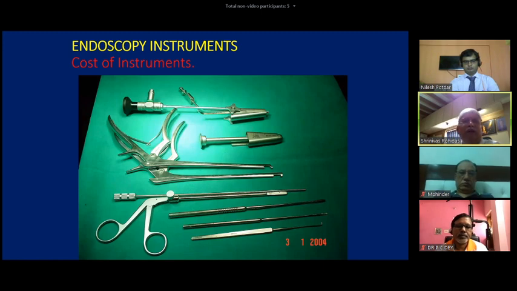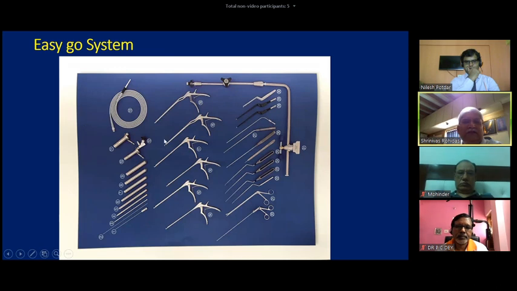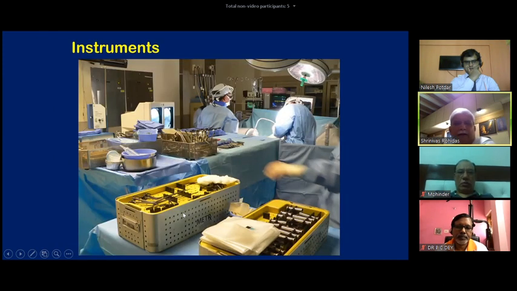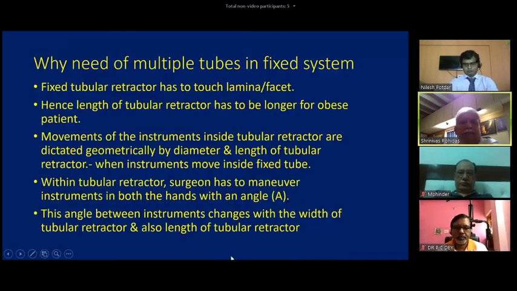Now we'll go about the endoscopic instruments of the Destandau technique. This is the outer tube, this is the inner tube, very few instruments. This is the EasyGo instrument, multiple tubes and long instruments if you compare the length of the instruments. This is with the metric system. We have multiple tubes according to the physique of the patient, whether it is thin or obese, the depth of the lamina from the skin. All these depend on which tube you want to use.